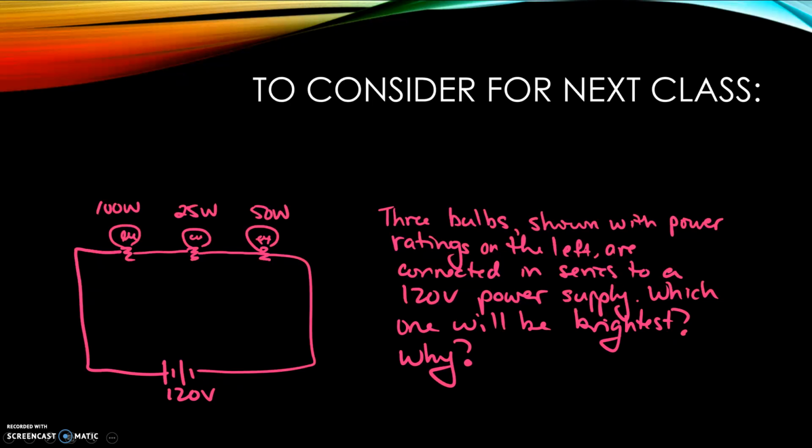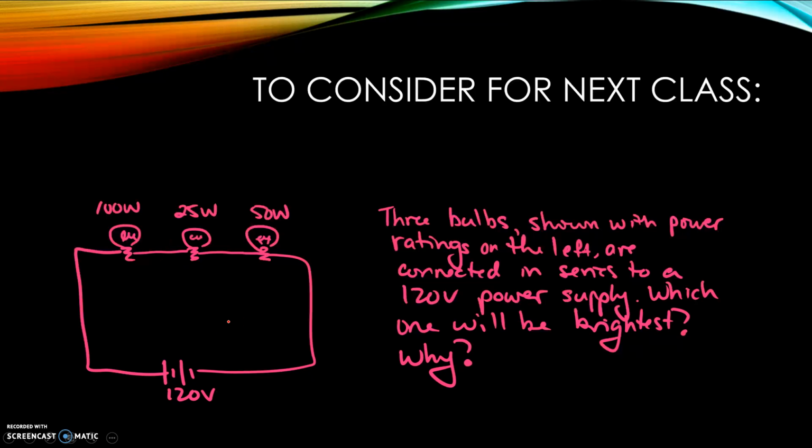Okay, so here's a problem or a scenario, a question perhaps, that I would like you to consider for the next class. I'm going to ask you guys this at the beginning of class. I want to hear your answers for it and why. So in this we have 3 bulbs. These are light bulbs. They're arranged in series, connected to 120 volts total. And they have different power ratings. Now these power ratings are essentially always standardized to 120 volts.